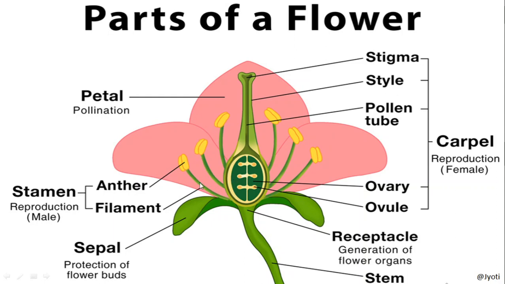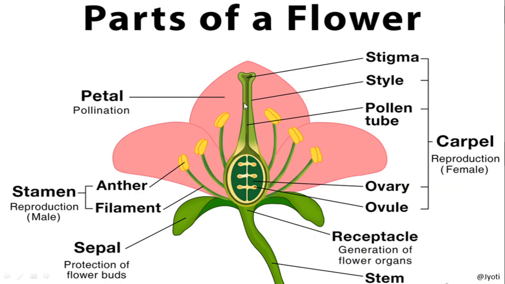So here you can see these are the stamens, and each stamen consists of filament and anther. And all the stamens together constitute the male reproductive part, that is androecium. Okay, so this is the male reproductive part that produces the male gamete.